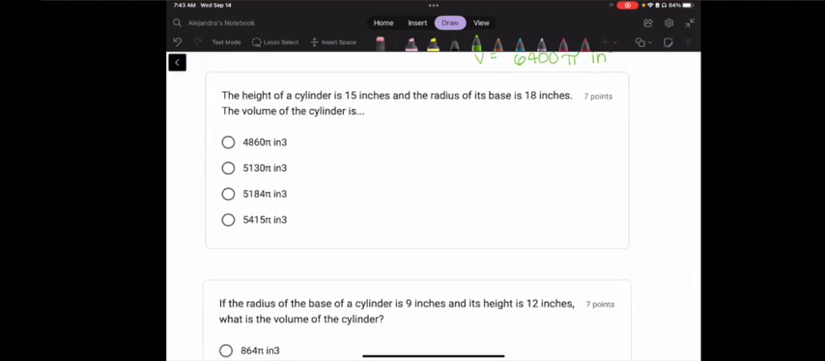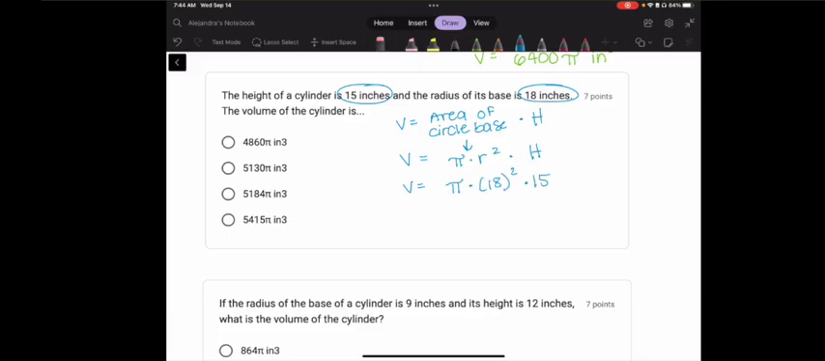This problem states the height of a cylinder is 15 inches and the radius of its base is 18 inches. The volume of the cylinder is. So, in a cylinder, to calculate the volume, we're going to multiply the area of the base, which is a circle, times the height. So volume is equal to the area of a circle, pi times radius to the second power, and then at the end, everything times the height. They tell me that the radius of this base is going to be 18 inches, and the height is 15. So I'll have pi times 18 to the second power times 15.